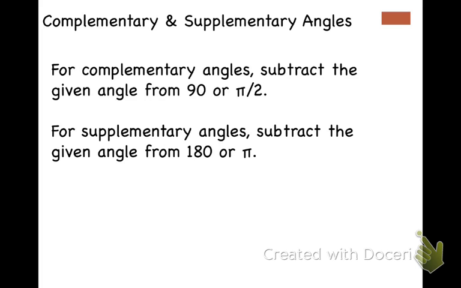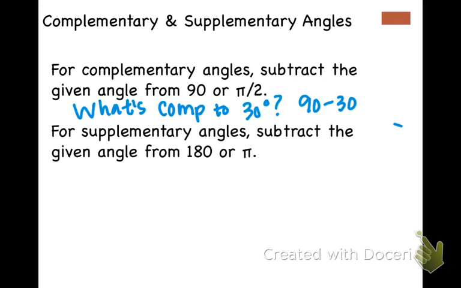So if you're asked to find an angle that's complementary to one that's given, you would subtract from 90. So then I want to say what's complementary to 30. You would do 90 minus 30, and you would get 60 degrees. If I gave it to you in radians, you would do pi over 2 minus the angle, and that would give you your angle value.